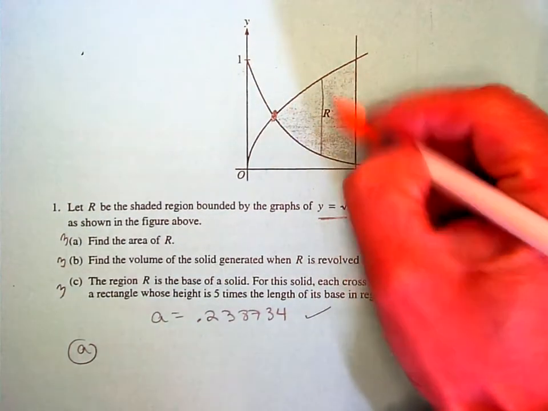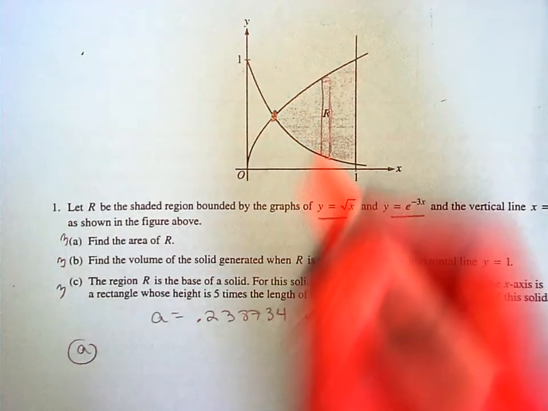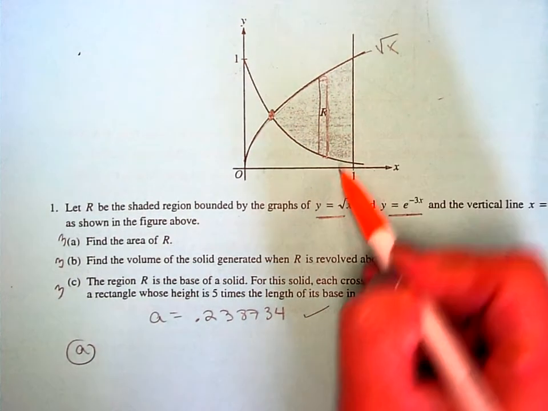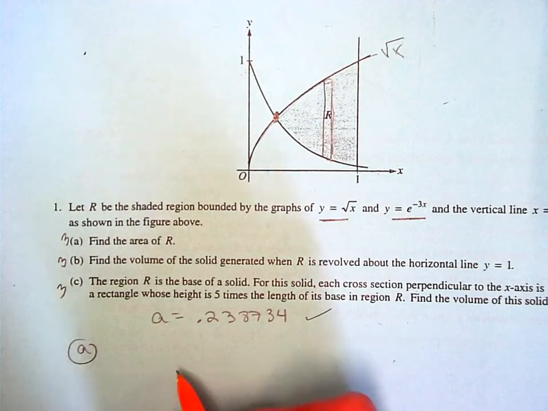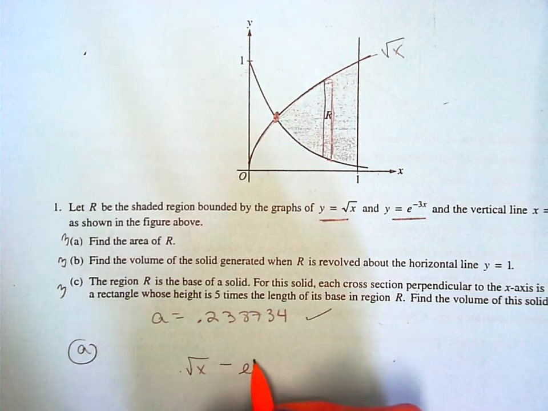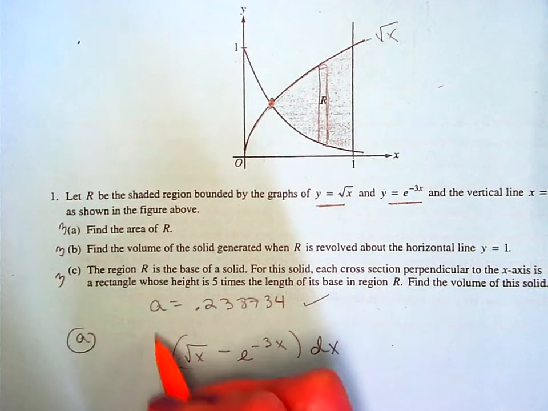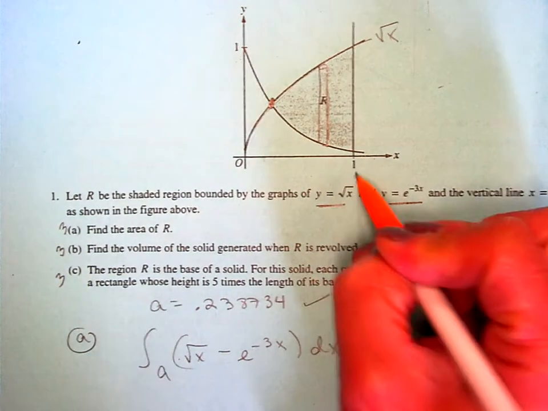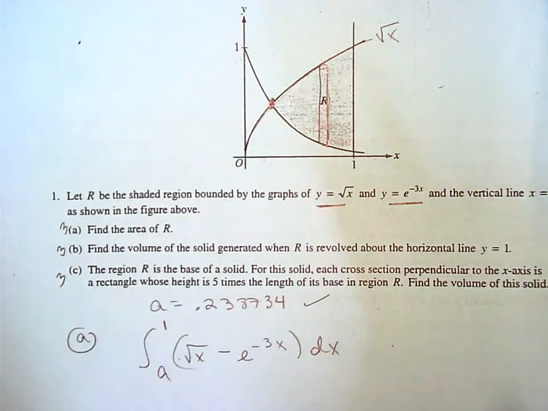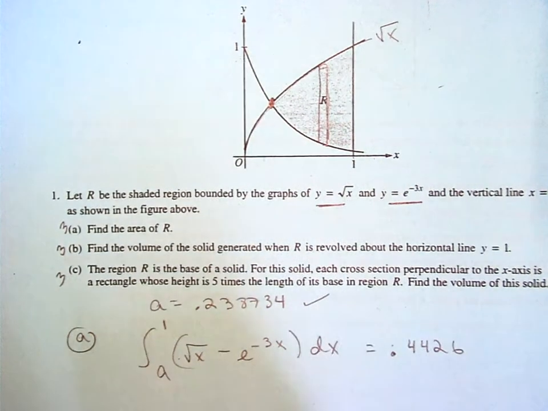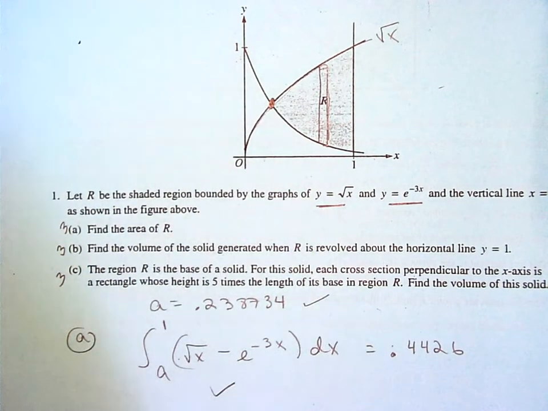So part A asks you to find the area of R. If I draw my dx rectangle, I notice the height of the rectangle is just the top, which is square root of x, minus the exponential. So square root of x minus e to the negative 3x is the height of the rectangle. The width is dx. Integrated from A to this point, which is 1, to get the entire area. Use your calculator to do the integration. 0.4426 is a point for the entire integral with the correct bounds, a point for your answer.